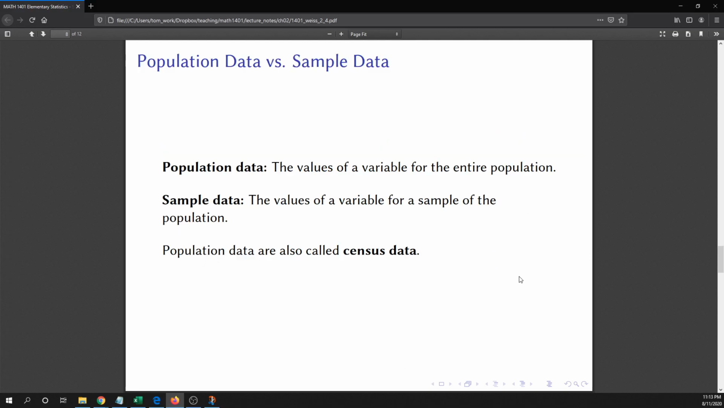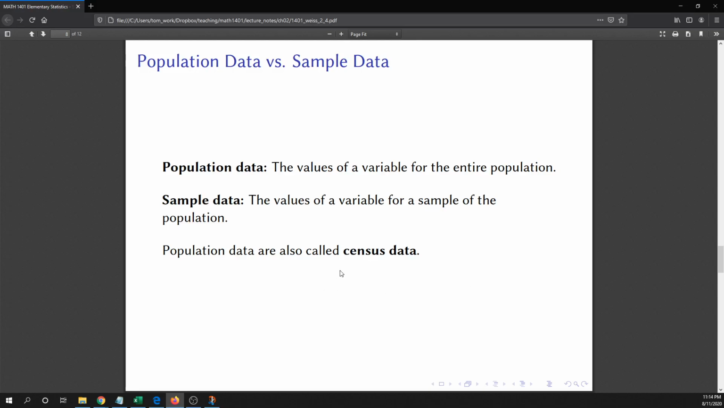All right. Another thing that we need to talk about is population data versus sample data. Population data are the values of a variable for the entire population, right? Remember, say you have some study that you're conducting, maybe looking at the heights of everybody in the entire United States. The population would be the entire population of the United States. And if you take a sample, that is a smaller part of the population, and that would be called sample data.